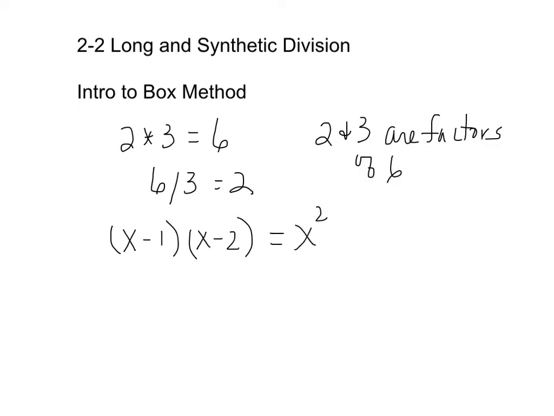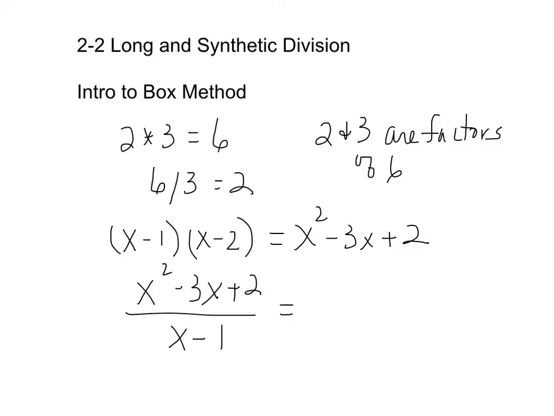equals x squared minus 3x plus 2, then I could also say that x squared minus 3x plus 2 divided by x minus 1 would equal the other factor. And that's division. And that's what we're trying to do here, the same thing that we do with fractions, we're going to be doing with algebraic expressions. So we are multiplying them together, those make those factors.